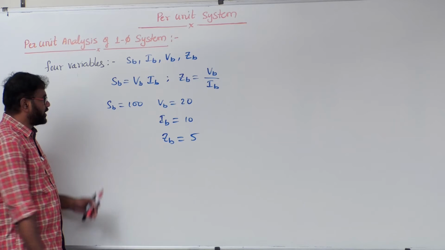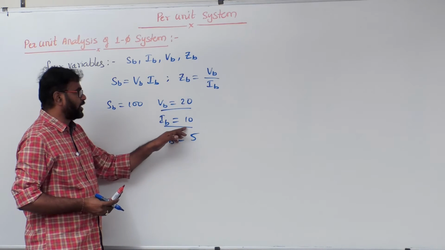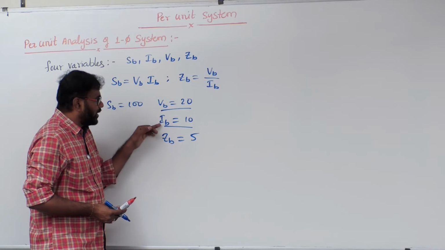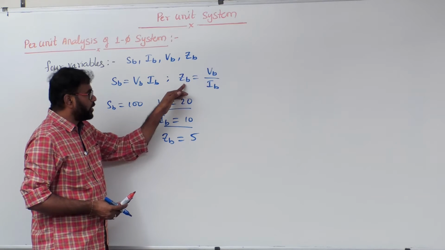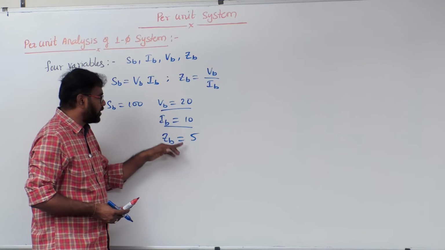No, it's not valid. Just check. If I multiply V and I, I should get S. What is the V and I multiplication? 200. But what you have selected for S is 100. And what is V by I? It should be Z. V by I equals 20 by 10, that is 2. But what you have selected is 5.